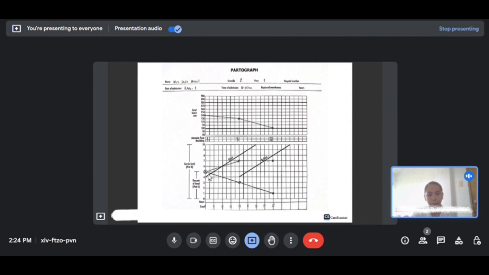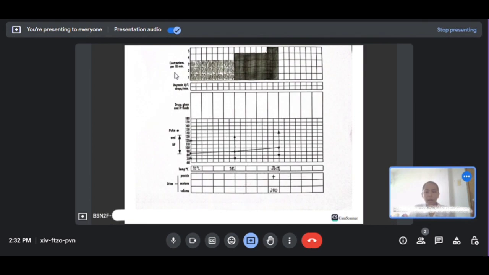So the progress or the descent of the fetal head is not normal for multipara, because the normal descent of the multipara should be 2 centimeter per hour. Because of this abnormal progress of the cervical dilation and the descent of the fetal head, there is a drop in the fetal heart rate, which indicates fetal distress. For the next part of the partograph is the contractions per 10 minutes.